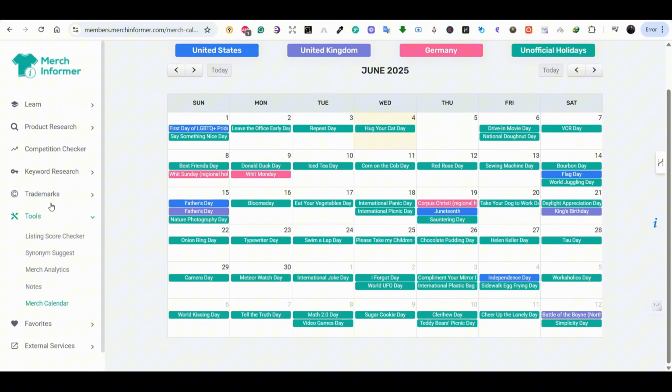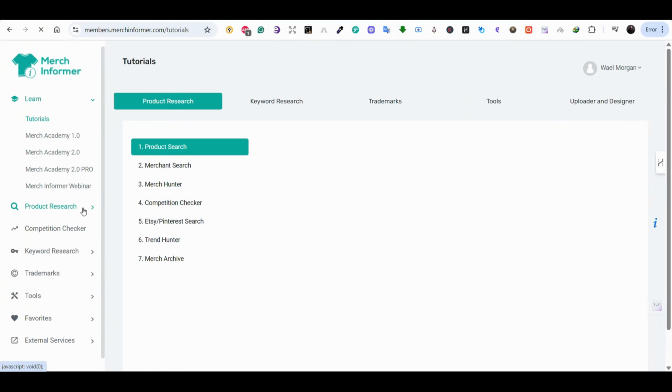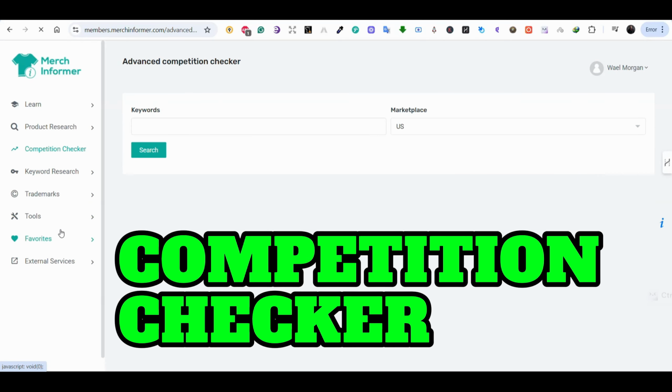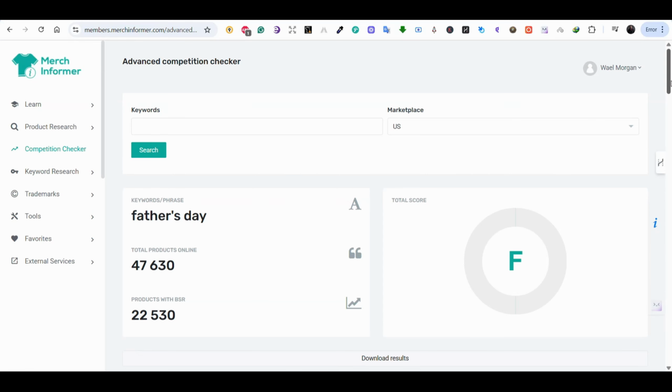So going back to the DvNv main menu, the first important feature that we're going to check is the competition checker. If you press on the competition checker, you can enter the keyword that you want to see the results here. So we're going to work on the Father's Day keyword and press on the search button, and this will give us the score for this keyword.